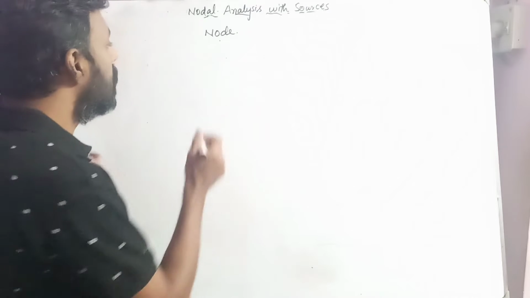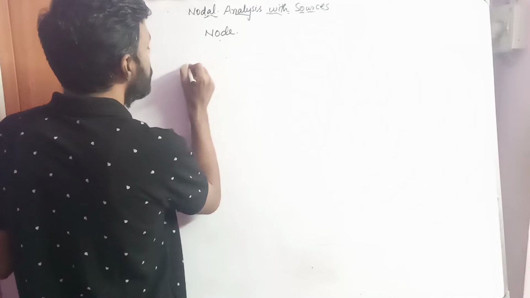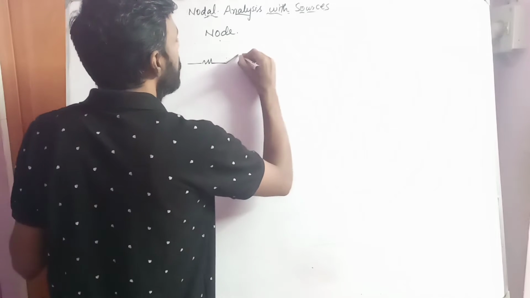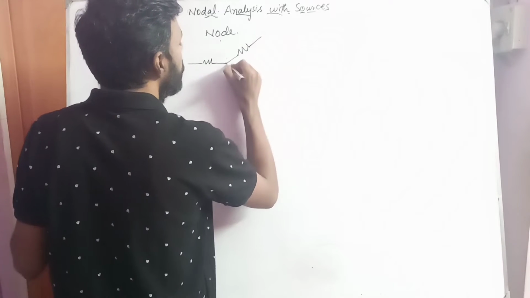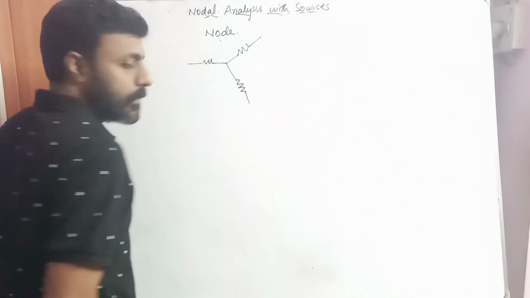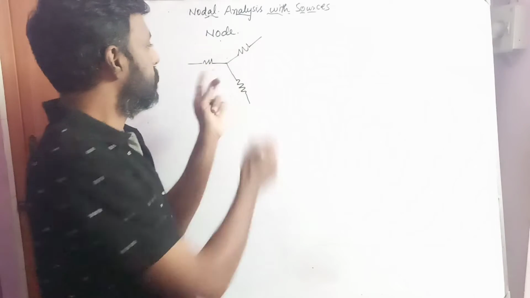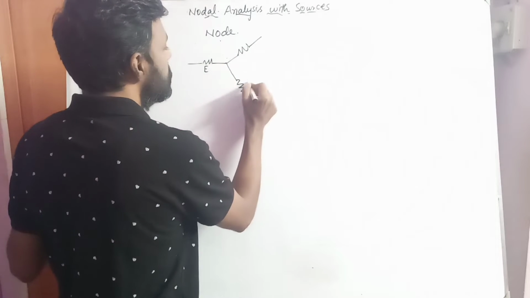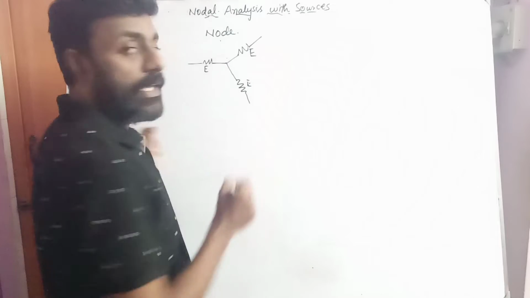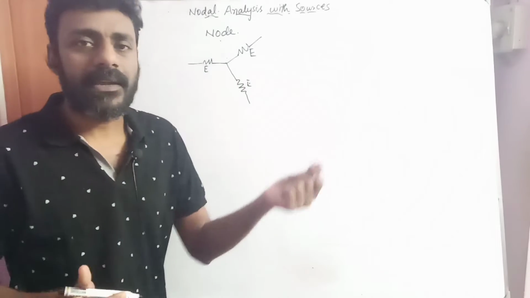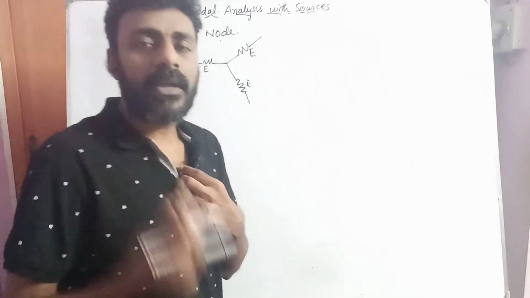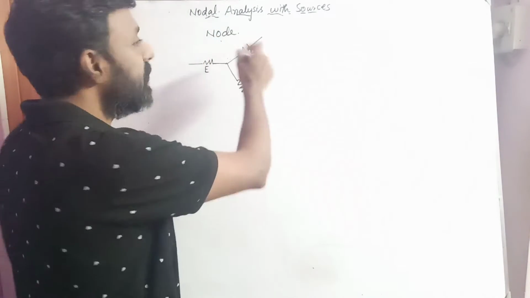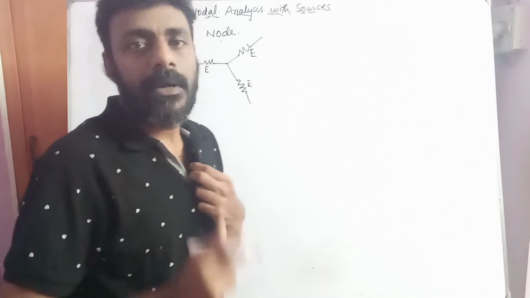For example, let us consider a circuit like this. We have a resistor like this, another resistor like this, and another resistor like this. These are called elements. An element can be anything, like a resistor, a capacitor, or an inductor. Anything that is added to the circuit is called an element.